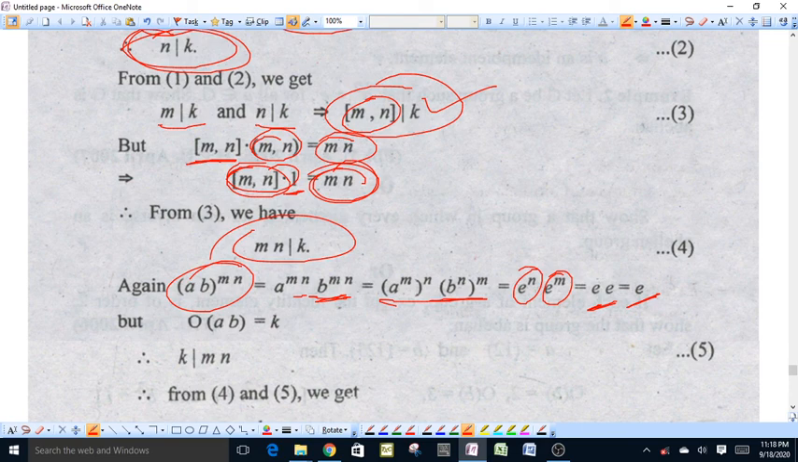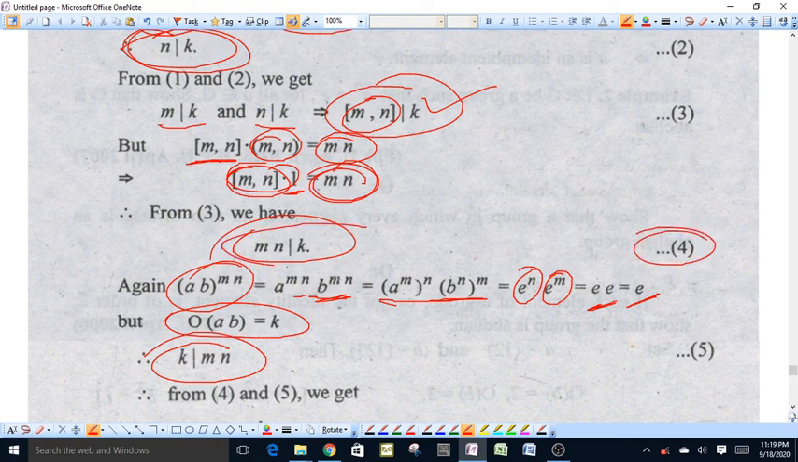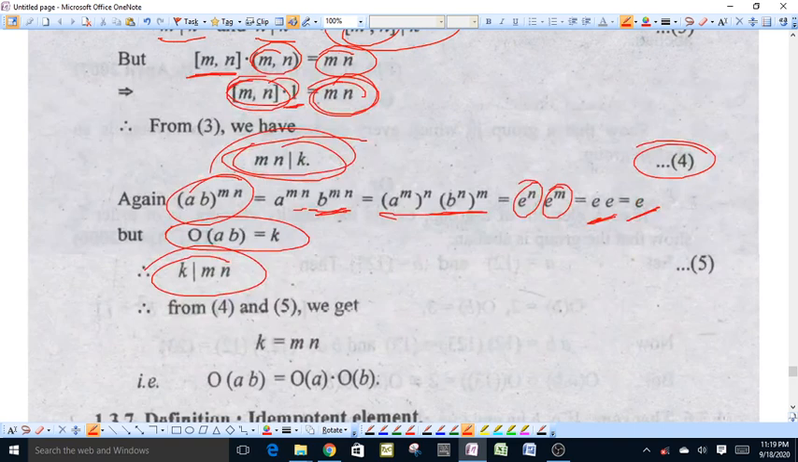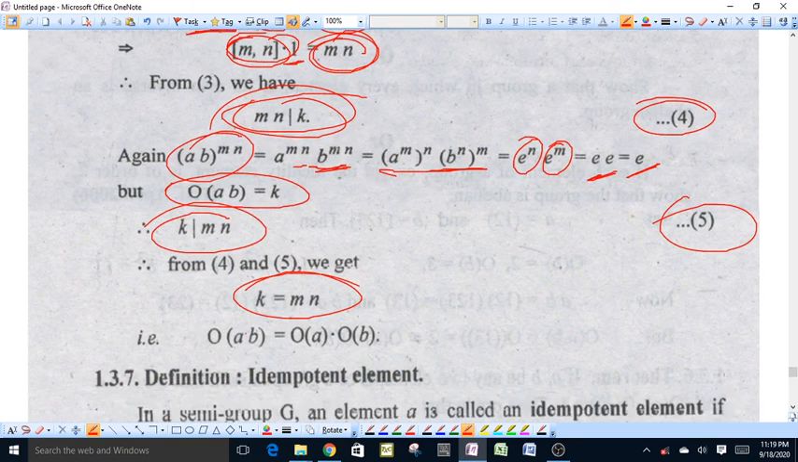But the order of AB we have taken equal to K, this means K divides MN, and in the fourth equation we have proved that MN divides K. From the fourth and fifth equation, K will be equal to MN. Here K is the order of AB, M is the order of A, and N is the order of B. This means the order of AB is equal to the order of A into the order of B.